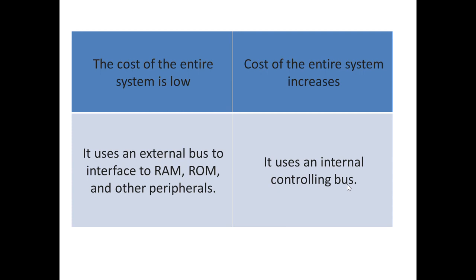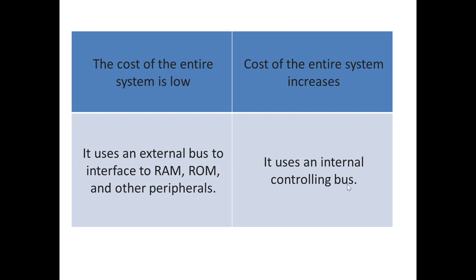The cost of the entire system is very low, because there is only one chip and very small components are connected. For a microprocessor, the cost of the entire system increases. We know the cost of a computer varies from 20,000, 30,000 to 1 lakh. It may vary in thousands, but smaller devices like MP3 players cost only in thousands. So cost-wise, the microprocessor is higher.